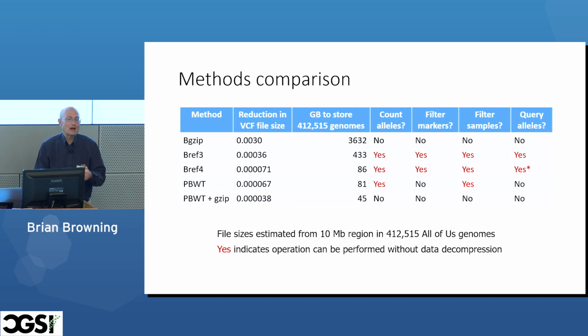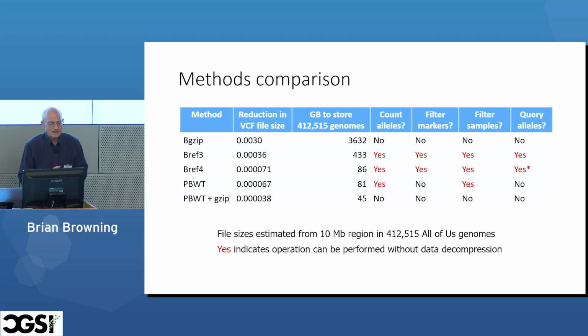And so earlier I asked you, how much do you think we can compress phase sequence data? Whatever number you might have guessed, you can compare it to what we see here. So gzip compression, bgzip compression gives you a 300-fold decrease in file size. Amazing. But if you want to store 400,000 genomes, you're looking at 3,600 gigabytes or 3.6 terabytes. It's still a difficult amount of data to work with.